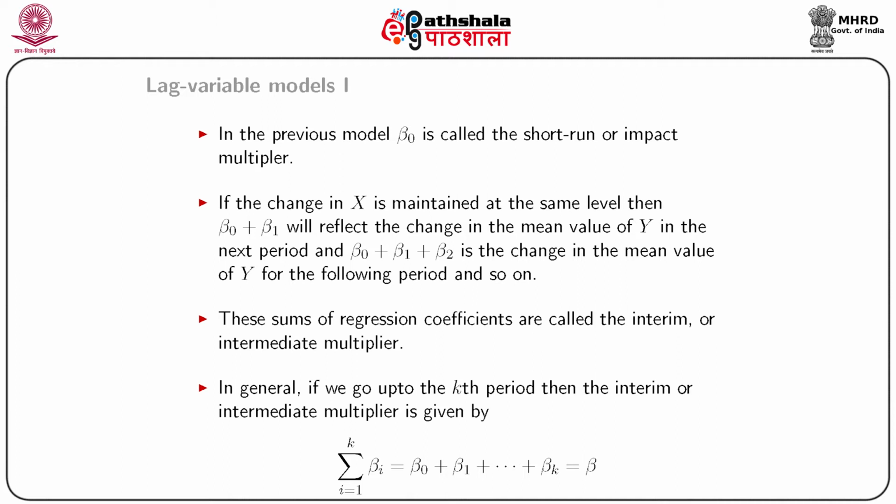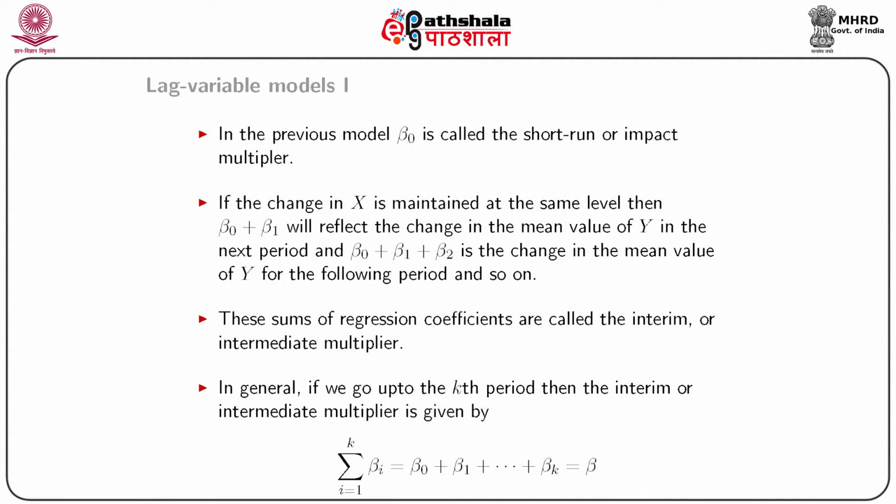In the previous model, beta 0 is called the short run or impact multiplier. If this change in our independent variable x is maintained at the same level, then the sum of the first two parameters, beta 0 plus beta 1, will now reflect the change in the mean value of y in the next period, and beta 0 plus beta 1 plus beta 2 is the change in the mean value of y for the following period, and so on.